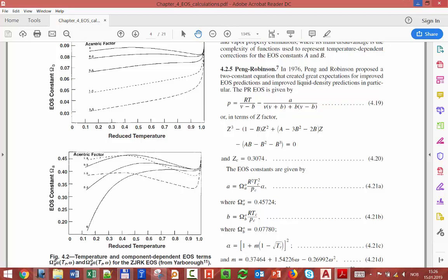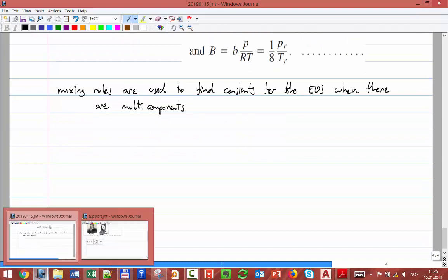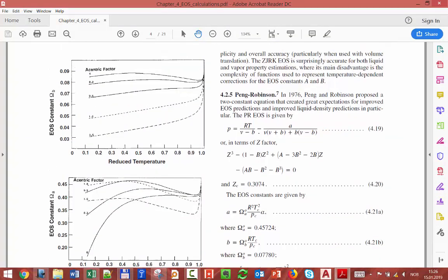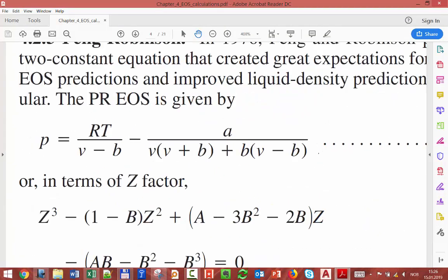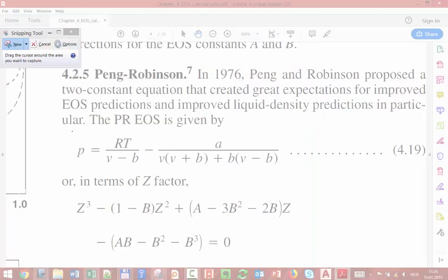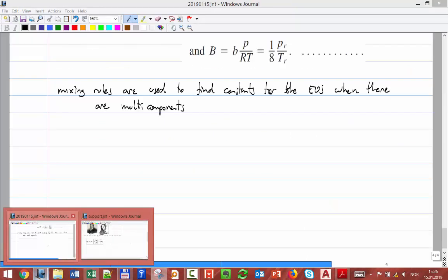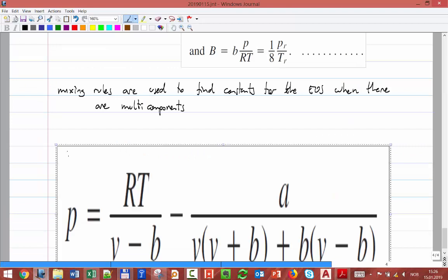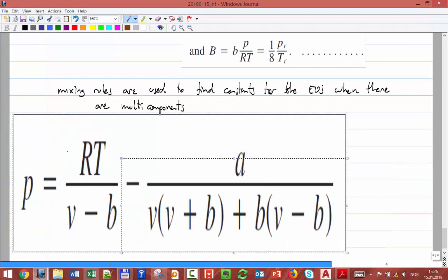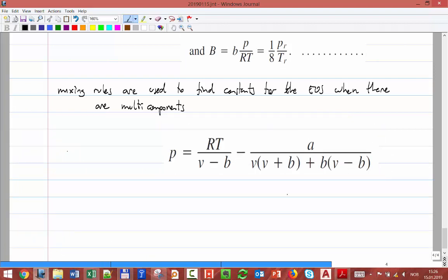Okay, so I'm going to open the exercise. That's the one we're going to look at in more detail, the Peng Robinson, and I'm going to show you more or less what I have to do to compute properties with an equation of state. That's Peng Robinson.